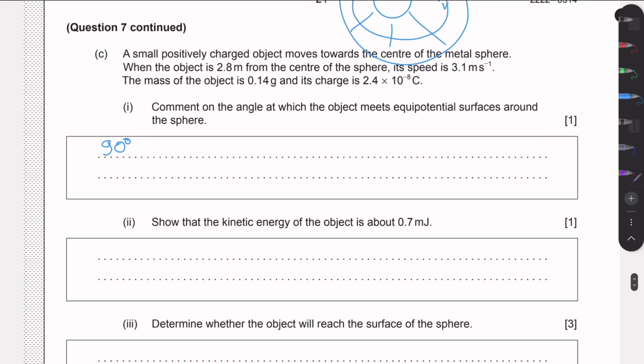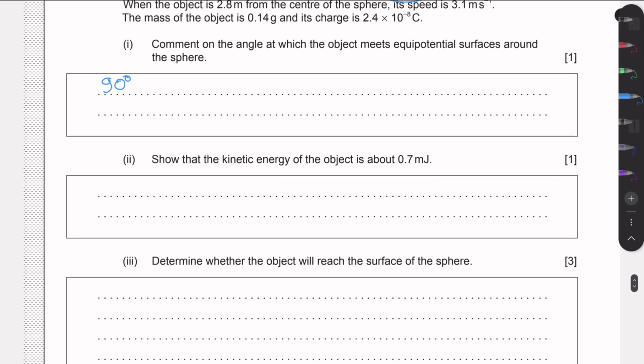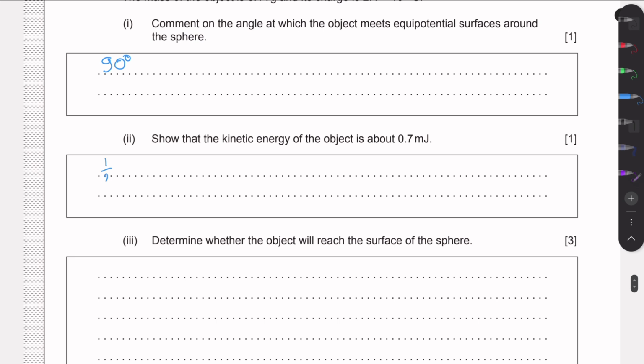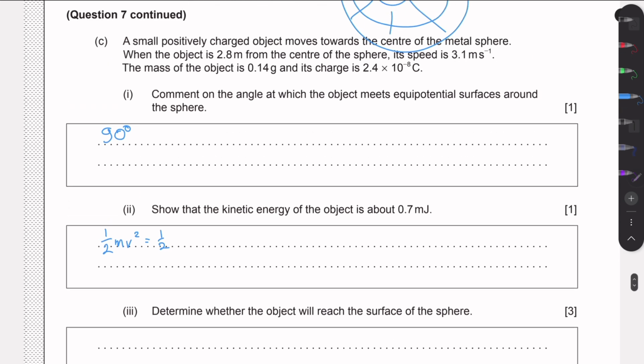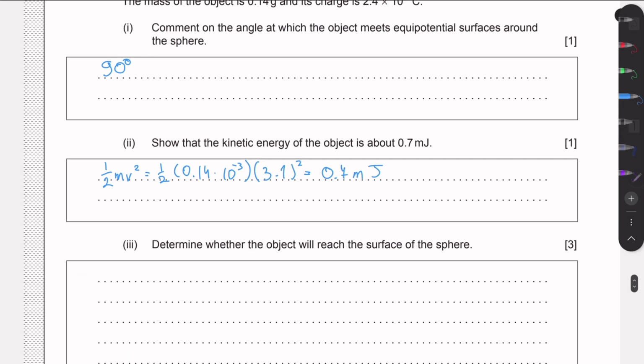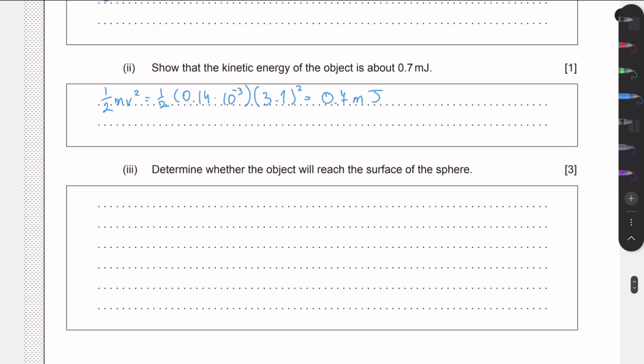And then we need to show that the kinetic energy is 0.7 millijoules. Well, we can just apply the formula, 1/2 mv squared. So 1/2 times the mass of 0.14 grams in kilograms, obviously, and we multiply by the speed, 3.1 squared. This will give us 0.7 millijoules, what we indeed had to show. And then we need to determine whether the object will reach the surface of the sphere.